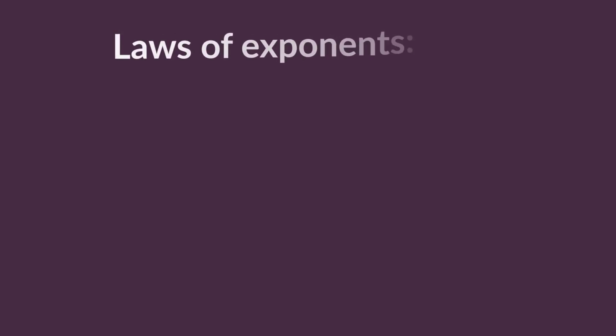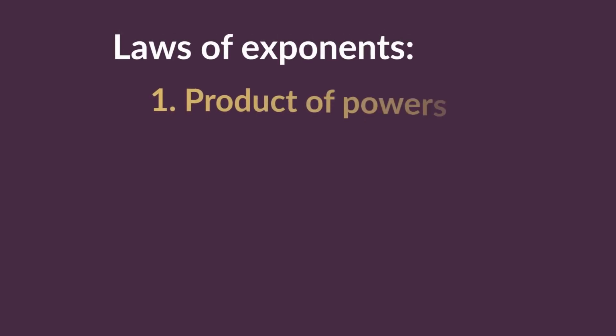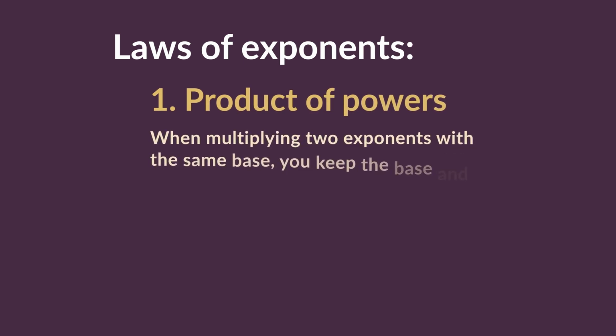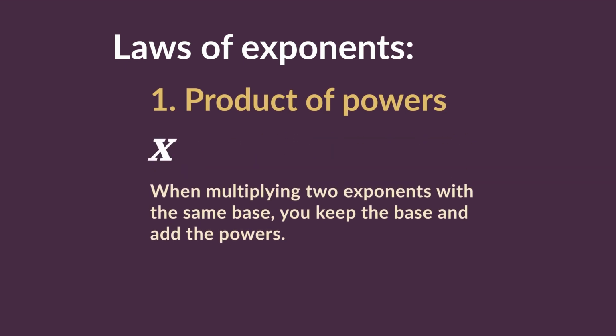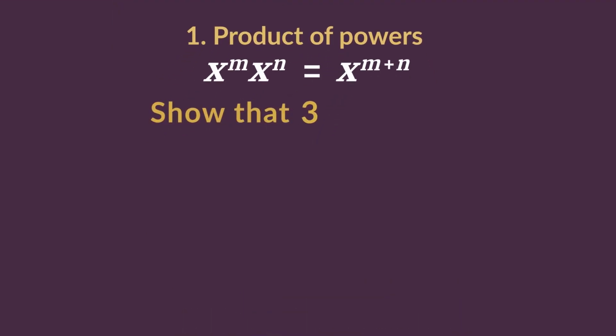The following are the laws of exponents. The product of powers law states that when multiplying together 2 exponents with the same base, we keep the base and add the powers. This is written as x to the power of m multiplied by x to the power of n equals x to the power of m plus n. Let's show that 3 to the power of 2 times 3 to the power of 3 is equal to 3 to the power of 2 plus 3.